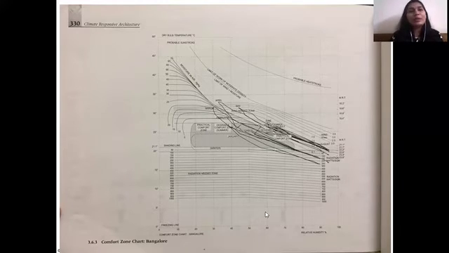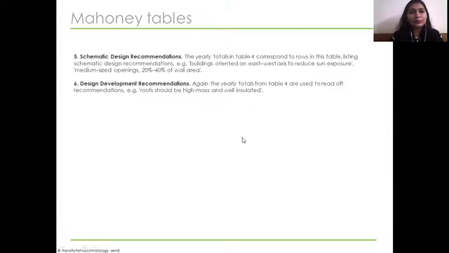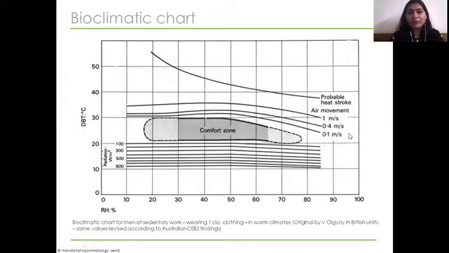Okay. So after the climatic data that you have collected, next comes your bioclimatic chart. All of you have to attach a bioclimatic chart to your submission, which will be for your location. So you check Arvind Krishnan's book, Climate Responsive Architecture, and tally whether what you have made matches what is in the book. Okay, and you will attach it to your next submissions. Okay, so comfort zone.